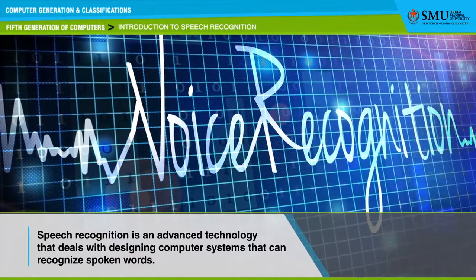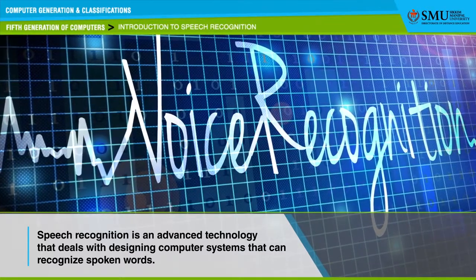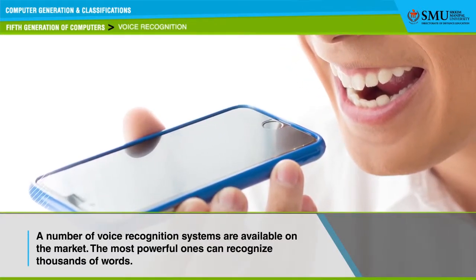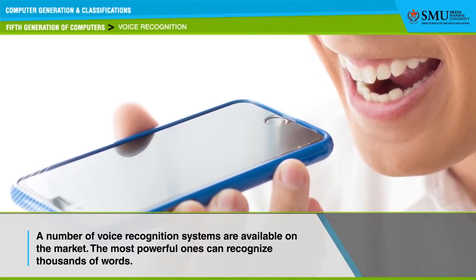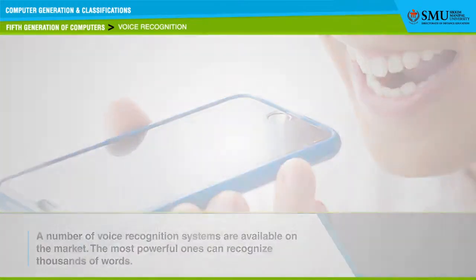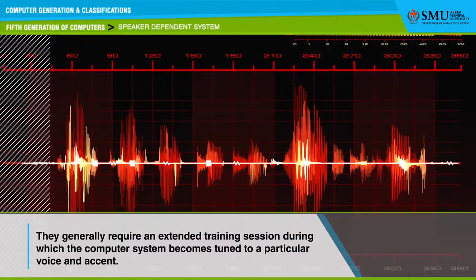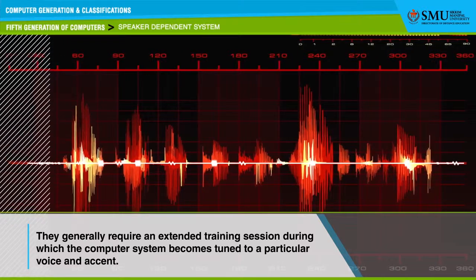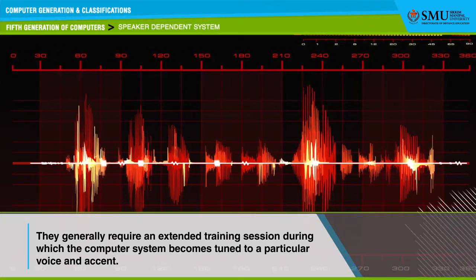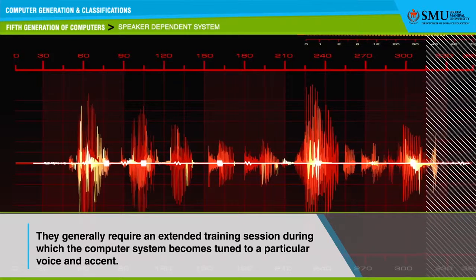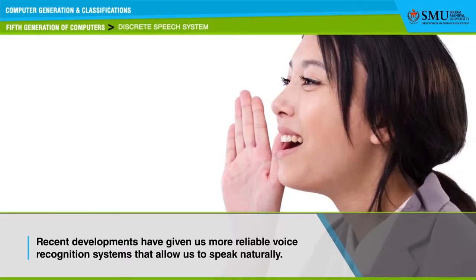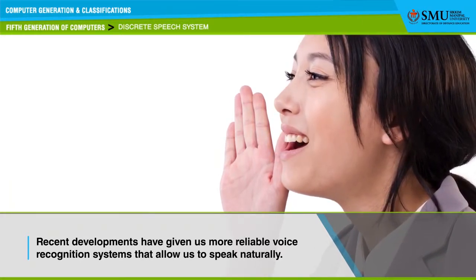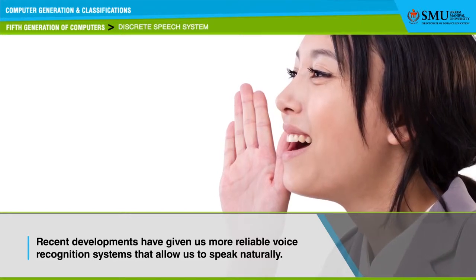Speech recognition systems are used as an alternative to keyboards. A number of voice recognition systems are available on the market. The most powerful ones can recognize thousands of words. Speaker-dependent systems generally require an extended training session during which the computer system becomes tuned to a particular voice and accent. Discrete speech systems require the speaker to speak distinctly, slowly, and separate each word with a short pause.